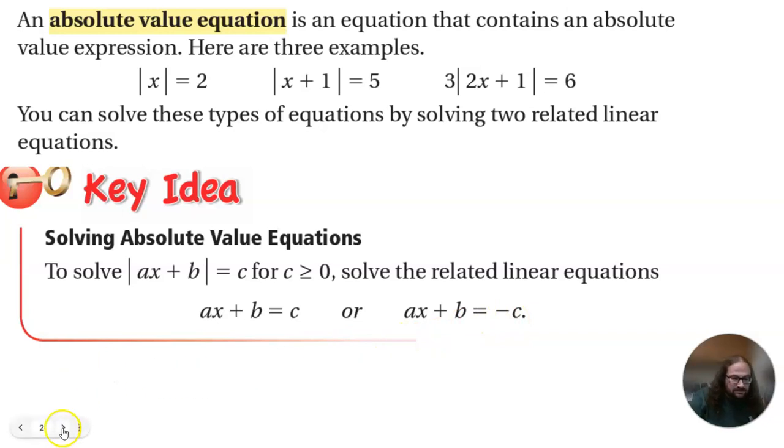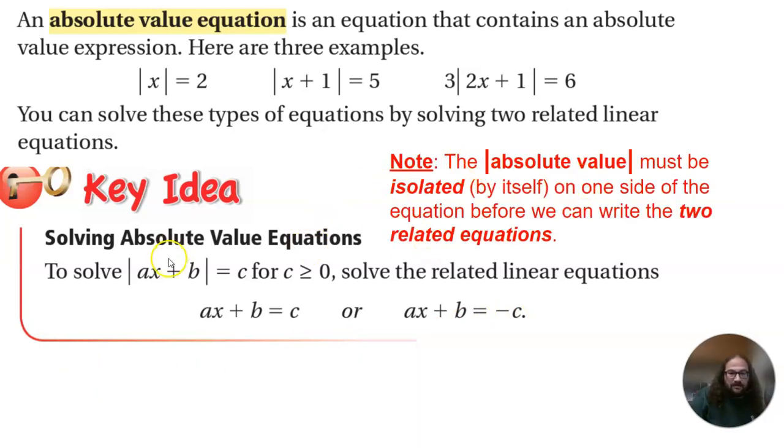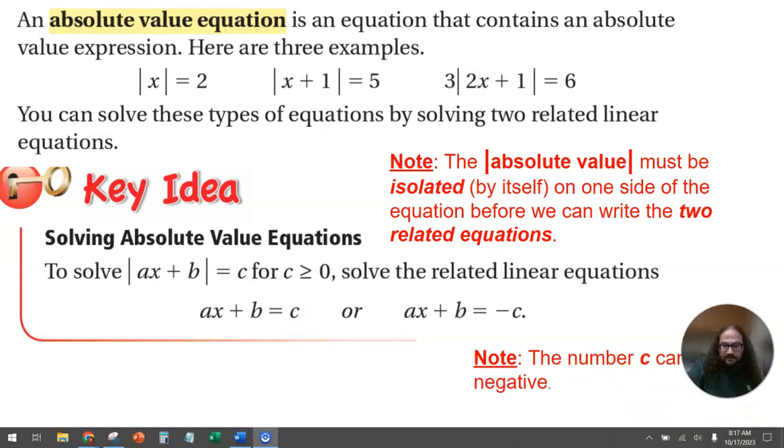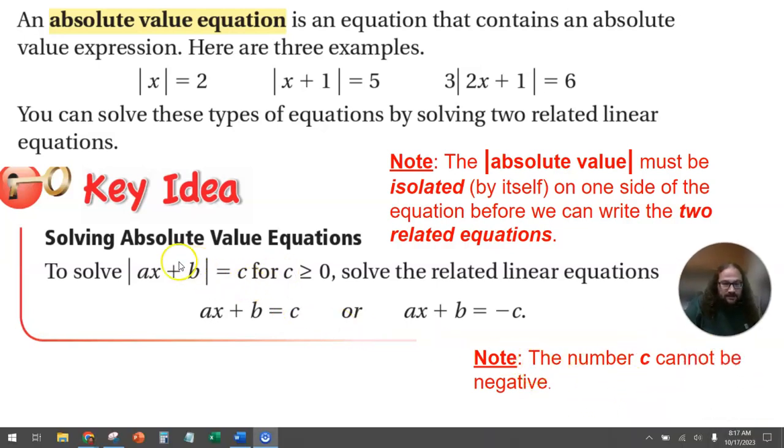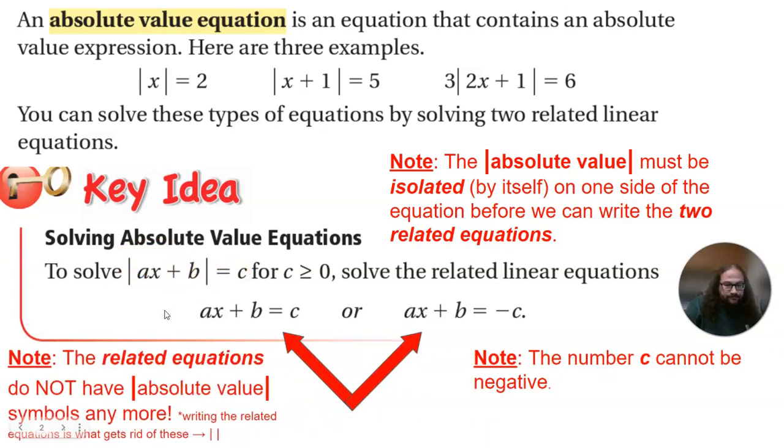A couple things to notice about this. The absolute value part has to be isolated, which means the absolute value is all by itself on one side of the equal sign before we can split it into the two related equations. Another thing to remember is that the number c that the absolute value is equal to can't be negative, because absolute values can't be negative. And in the related equations, notice that the absolute value symbols are gone now. Once we split this into the two related equations, that's how we get rid of the absolute values.